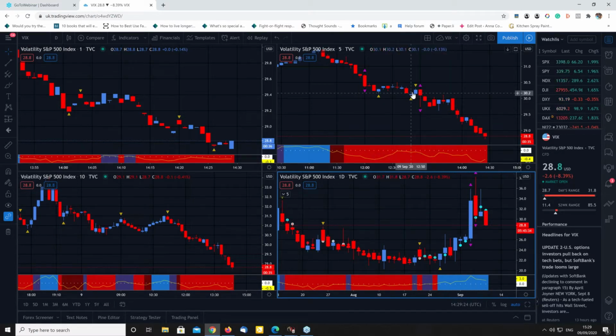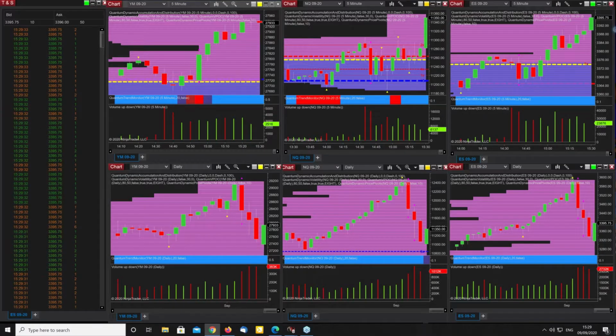This is it on 5. This is it on 1 minute. This is it on 10 minutes. So basically, the VIX is tracking lower on an intraday basis, and therefore you expect to see the indices moving higher. That is the inverse relationship that basically ties the two together.